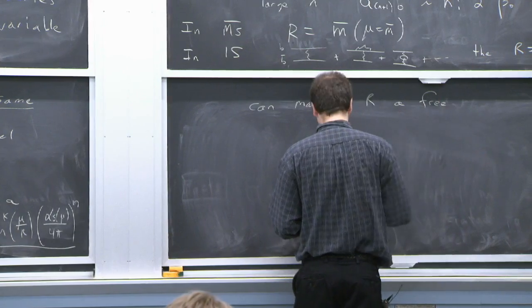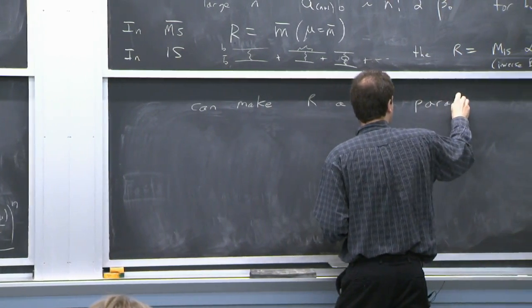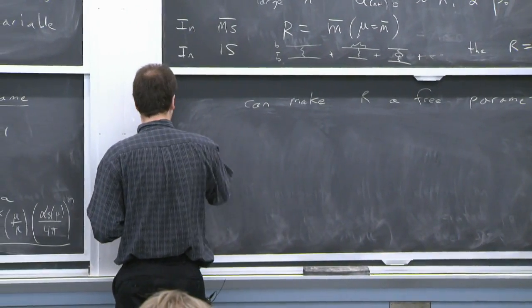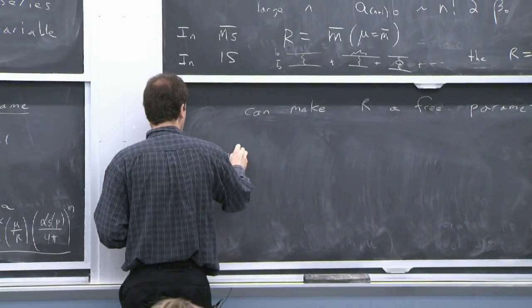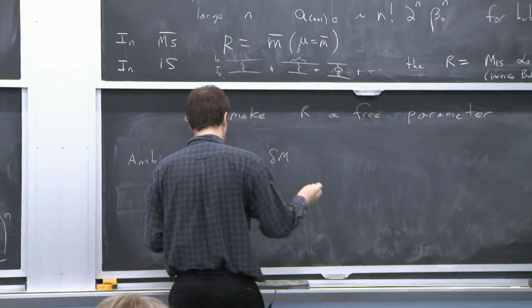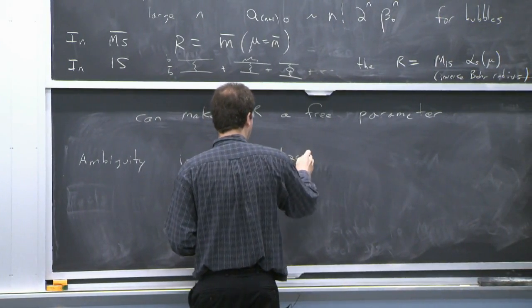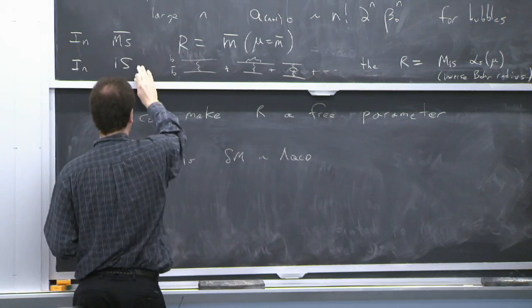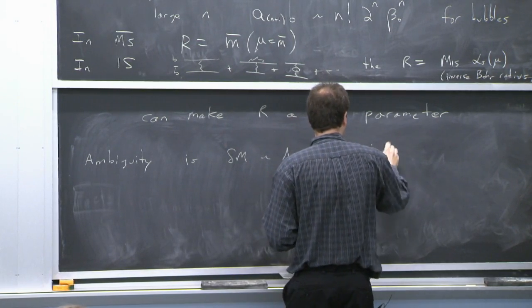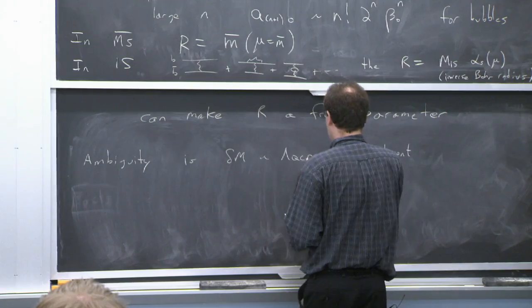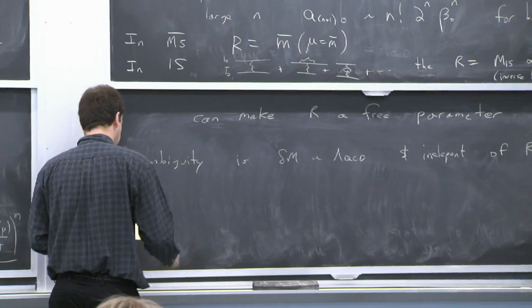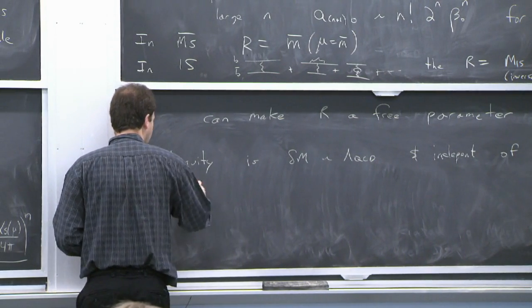We can think of it as a floating cutoff. And for any R that we pick, the ambiguity delta M will be R independent. Just like the M bar was canceling out when we picked the MS bar scheme, when you pick the 1S scheme, that R cancels out. Generically, the ambiguity, which is just Lambda QCD, is independent of R. So R is really setting a scale.